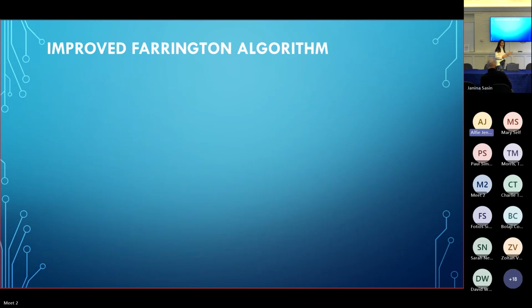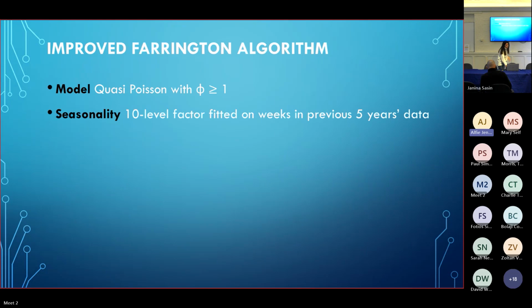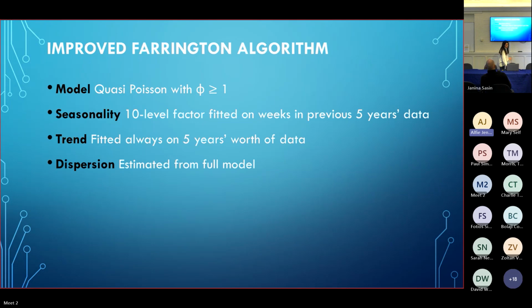Now, since 2011 till now, we've worked with Fabi on improving the algorithm. We have kept the Quasi-Poisson model, but we have modeled seasonality more accurately by using the whole lot of data. So rather than just using those comparable weeks in previous years, we have used a 10-level factor, and we use those comparable weeks in previous years as reference weeks. So we made use of the whole baseline data set. We decided to fit a trend always. We computed the dispersion from the full set of data, and computed thresholds for decision-making, whether we have an aberration or not, based on negative binomial quantiles. So the upper and lower thresholds are the confidence intervals of the expected value from negative binomial quantiles.